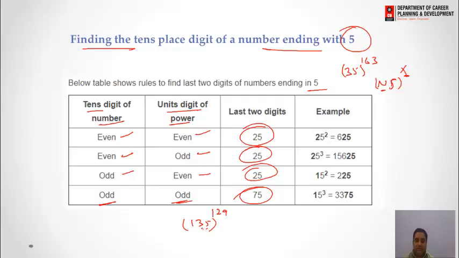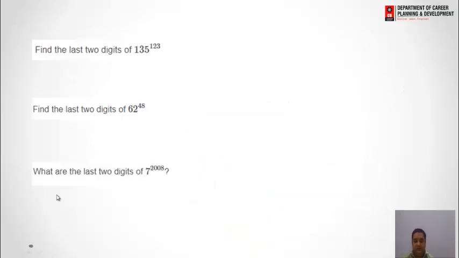Now 5 is preceded by 13, which is an odd number, and 129 is a power that is also odd. So whatever the rest of the answer is, it doesn't matter, the last two digits must be 75. So this is the concept we have for numbers that are multiples of 5.